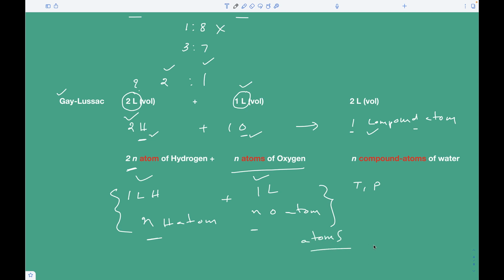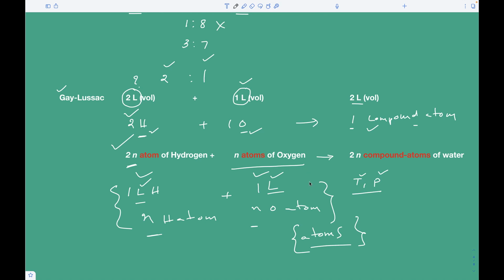Isn't this interesting? Now Avogadro had a big problem with this statement. That is, equal volumes of gases at the same temperature and pressure contain equal number of atoms. What is that problem? If you say equal volumes have equal number of atoms, and if there are n atoms in 1 liter of oxygen, then in 2 liters of hydrogen there must be 2n atoms of hydrogen. And similarly, in the 2 liters of water vapor that is formed, there must be 2n compound atoms of water.